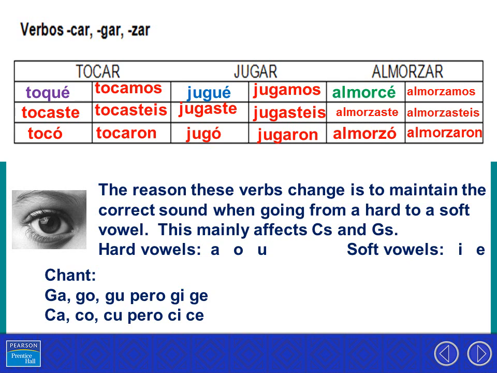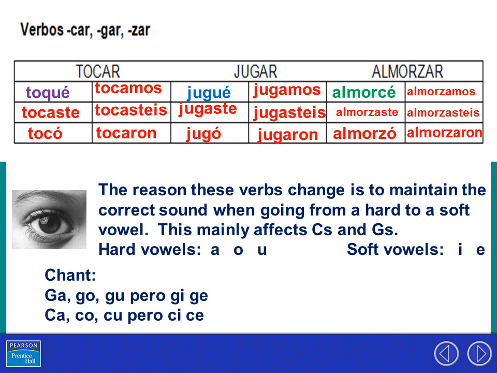One little chant that you can use to remember the spelling changes is ga, go, gu, pero, he, hey, ka, ko, ku, pero, si, se, which just tells us that the G sounds like G before A, O, and U, those are the hard vowels. C also sounds like ka, ko, ku, the hard C before A, O, U. But the he, hey, si, se, those are such gentle little sounds in front of the soft vowels, which are I and E. Again, students usually don't have a problem remembering how to say these. It's just the spelling changes.